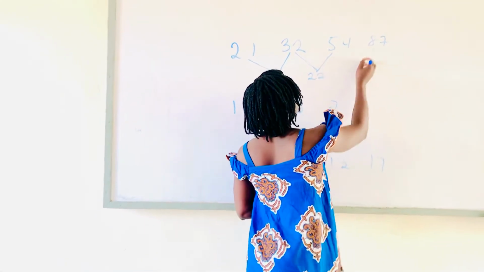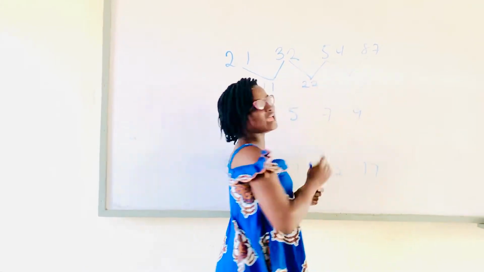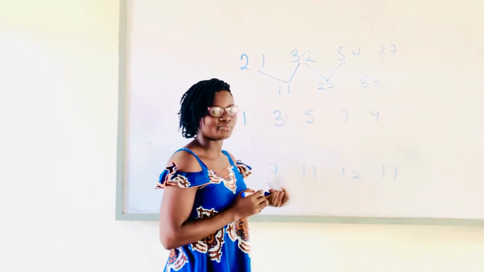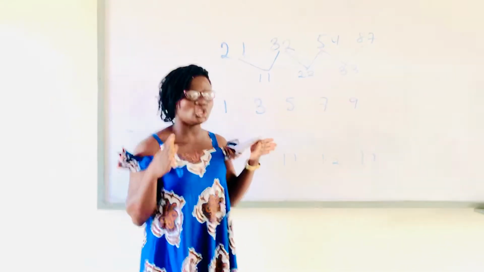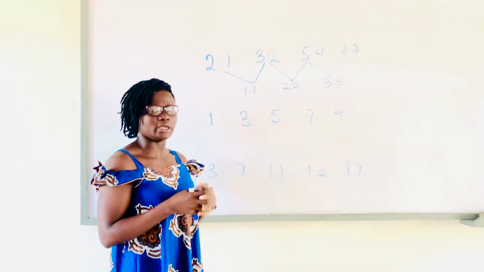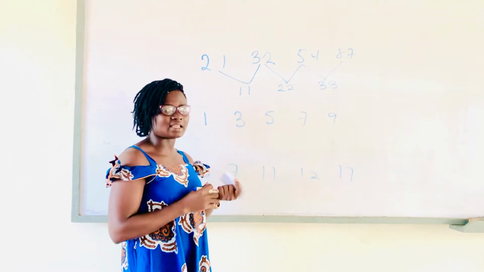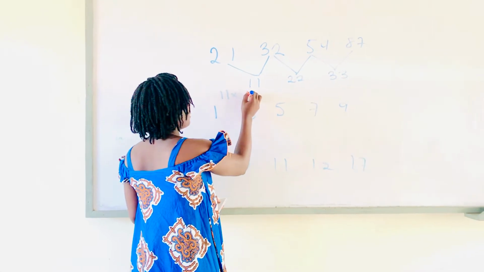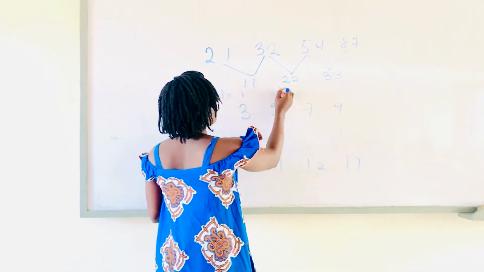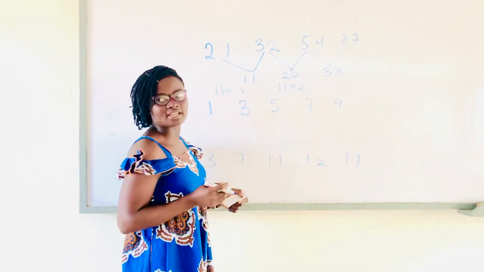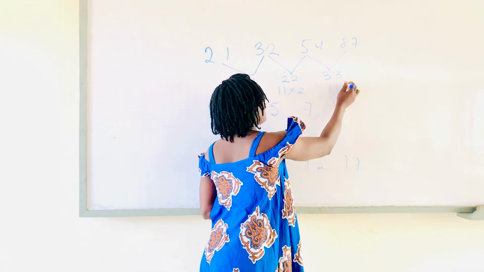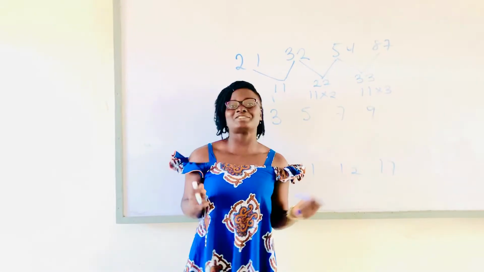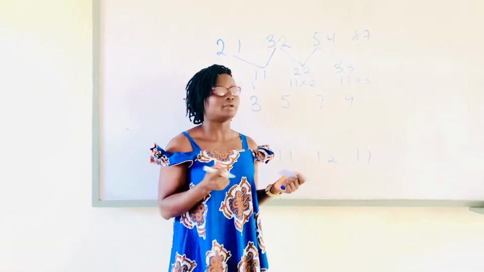Difference between the 87 and 54 is 33. Can you notice some pattern flowing? Great. It means that we have 11 times 1 for this, 11 times 2 for this, 11 times 3 for this one. And that is great. So those who had it correct, well done.